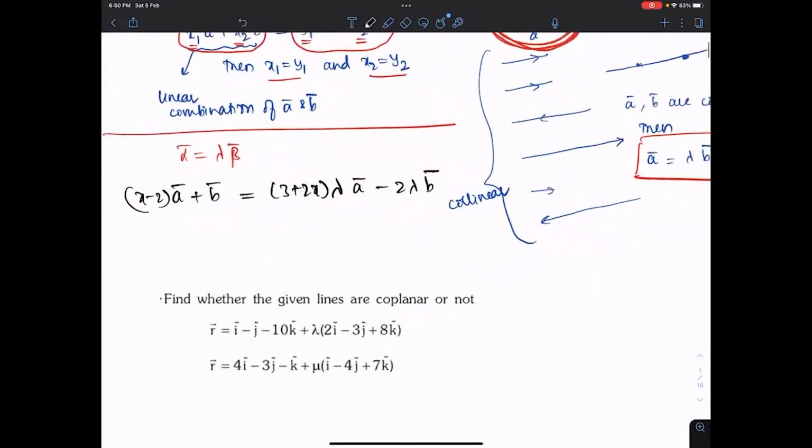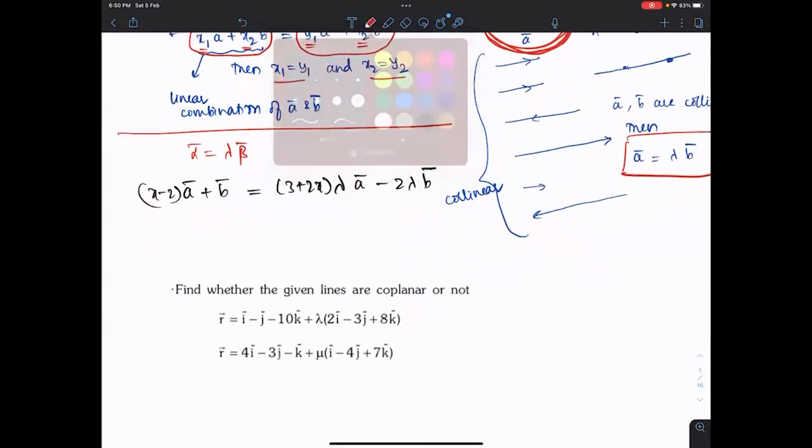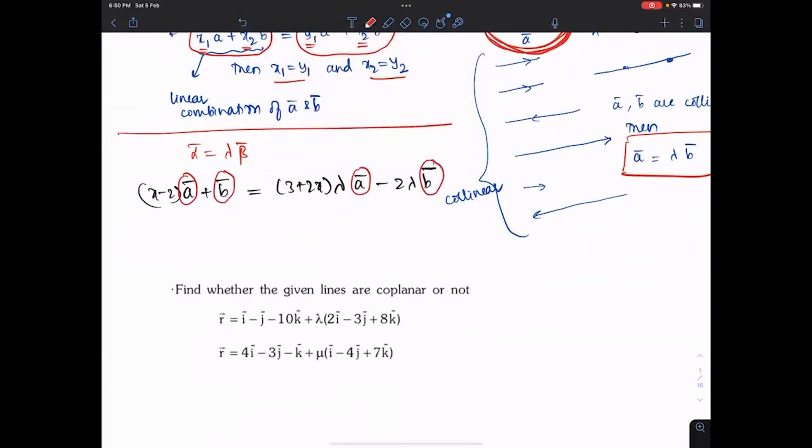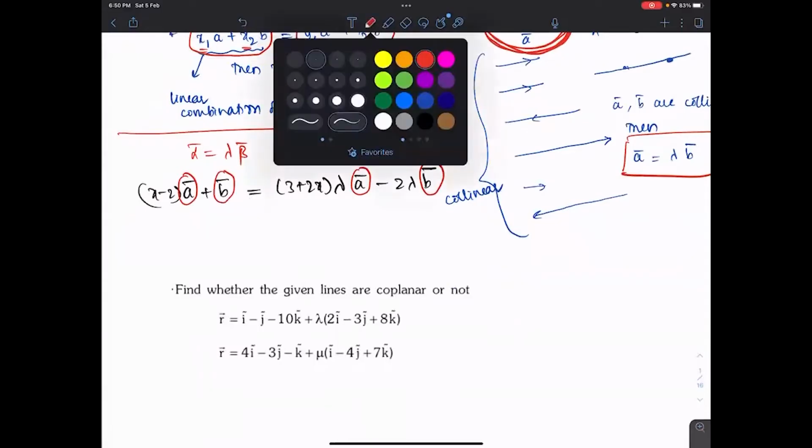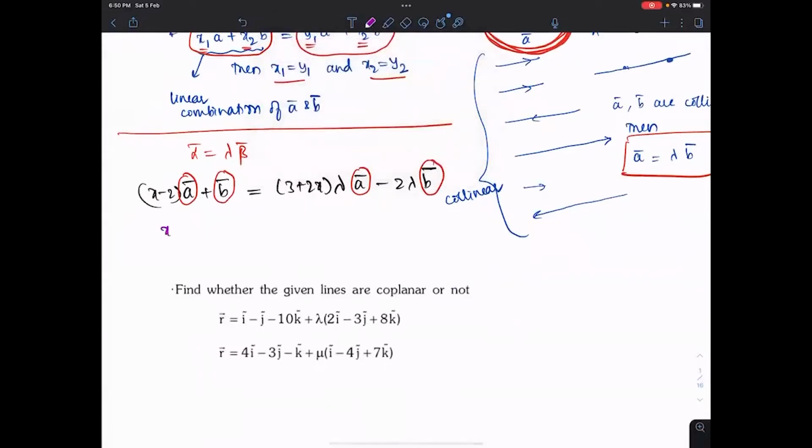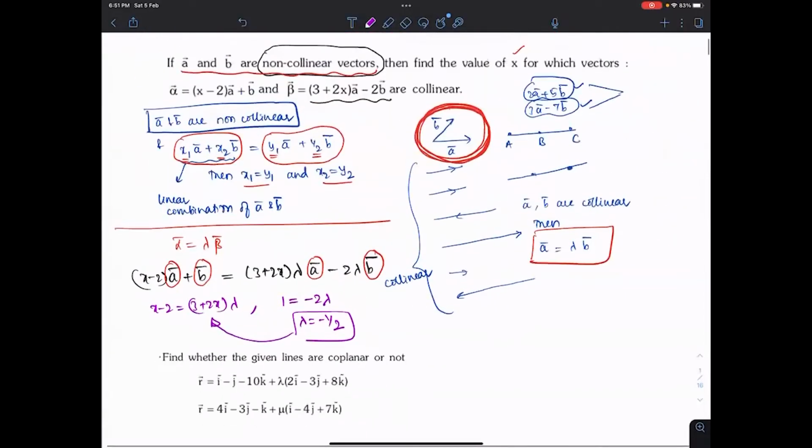Now you see, A bar and B bar are non-collinear. So on both sides there is a linear combination of them. If those 2 are the same, then the coefficients also you must equate. That is, x minus 2 must be equal to 3 plus 2x into lambda, and 1, the coefficient of B bar, must be equal to minus 2 lambda. So lambda is how much here? Minus 1 by 2. That you substitute here, you will get the value of x. Okay.